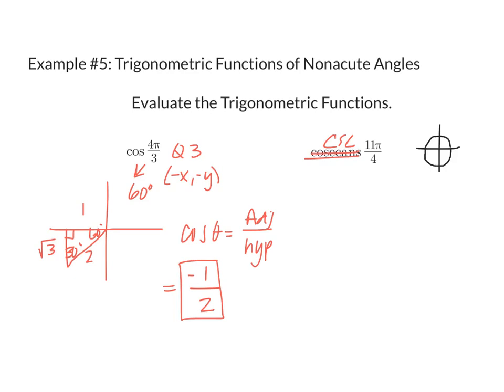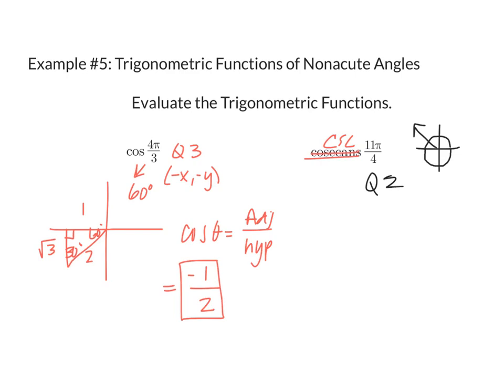So let's continue. Then after that, we need another 4 to get all the way back around. That would make that 12 pi. But this just said that it's 11 pi. So 11 pi over 4 is going to fall within quadrant 2.